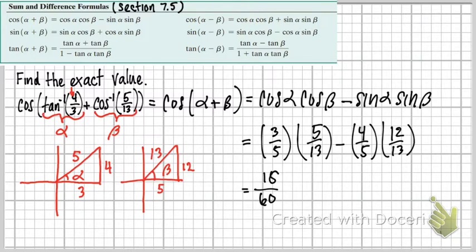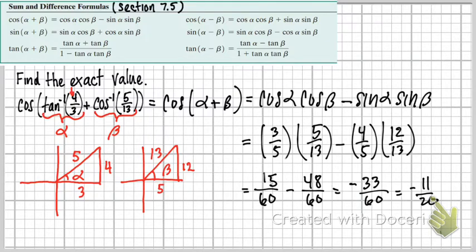That looks like a terrible 5. Okay, and that's minus 48 over 65. When I subtract those, that's going to give me negative 33 over 65. So there's our exact answer for that problem.